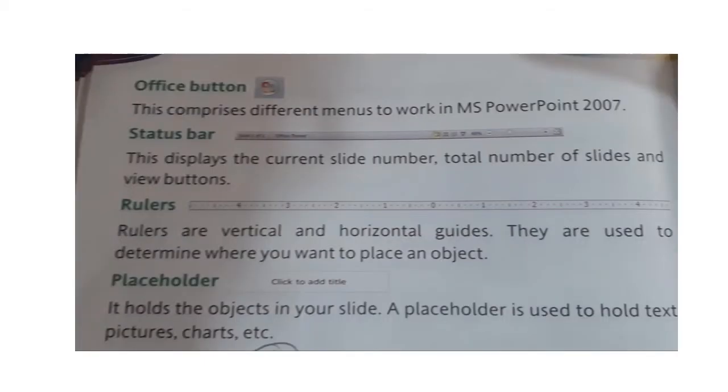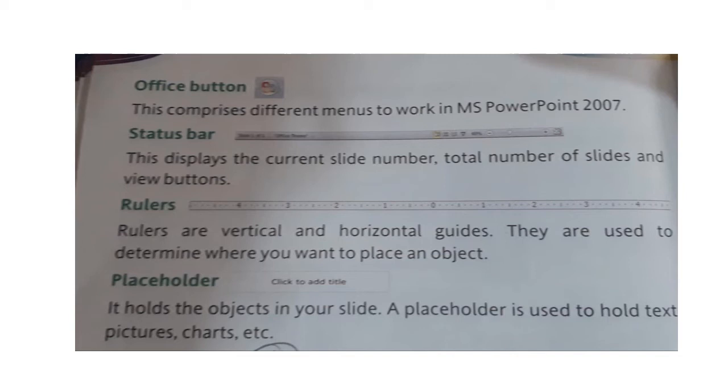The next screen element is Office button, and we use this button very often when we are working in MS PowerPoint 2007. This comprises different menus to work in MS PowerPoint. That's why we are using it again and again.